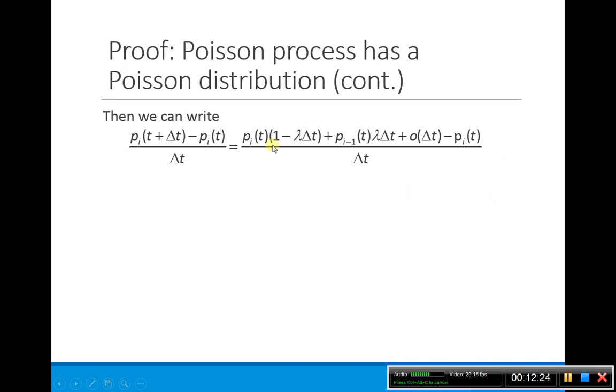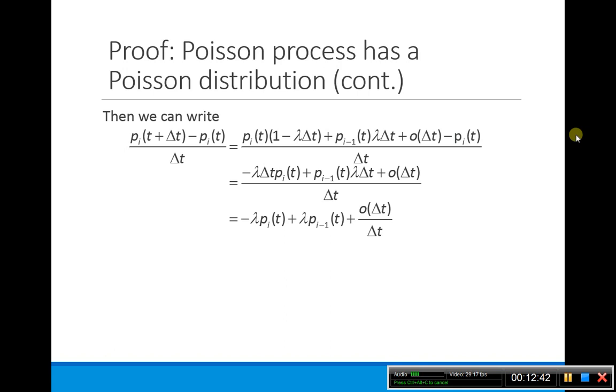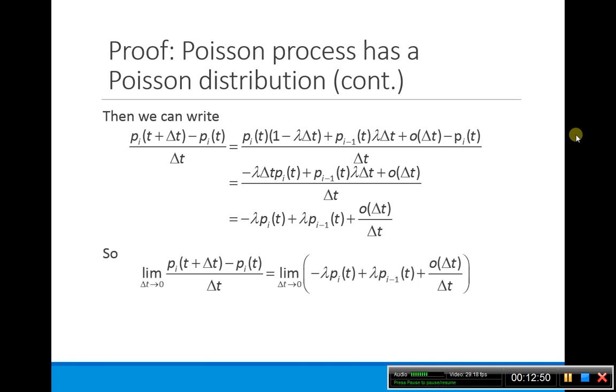So this is exactly what I had written down before. My Pi of t plus delta t was given by this first part. I'm going to subtract off Pi of t and divide it by delta t. If I simplify a little bit, my Pi of t cancels. I divide through by my delta t, and my delta t and my first two terms cancel out. And so now I can take the limit as delta t goes to 0.